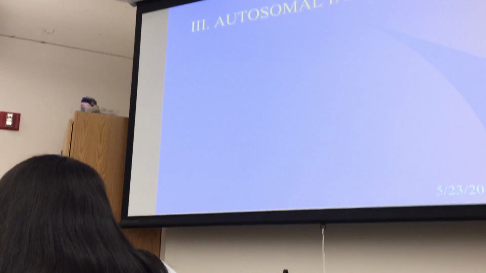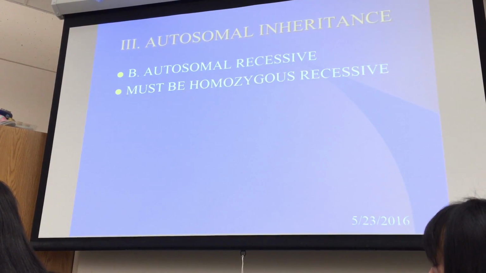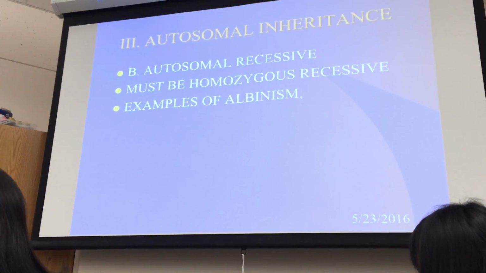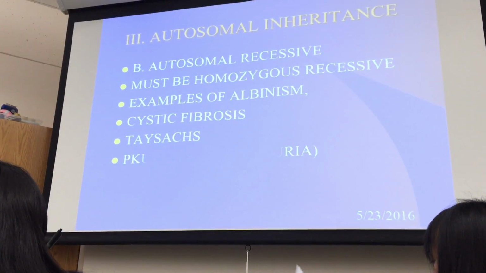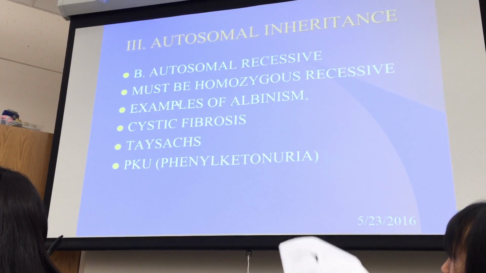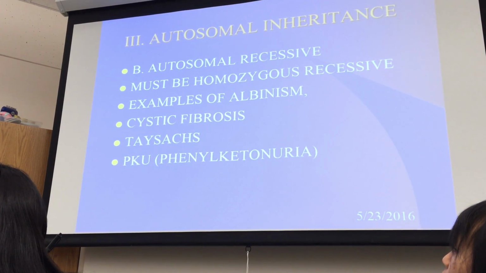You're going to have to do these on the final. Sure. Autosomal recessive must be homozygous recessive. Examples are albinism, cystic fibrosis, Tay-Sachs, PKU. You guys ever heard of these disorders? This is what genetic counseling is all about.